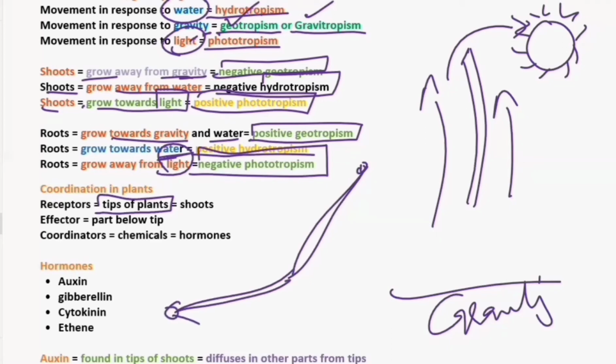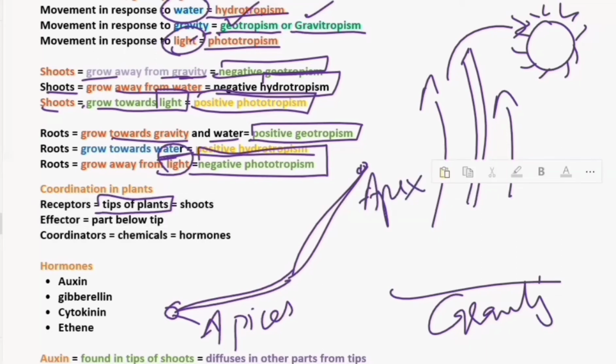For the tips we use the word apices, plural of apex. Shoot tips, shoot apex or root apex, these are the tips. The receptors are always present at the tips, which sense different stimuli: light, air, water, touch. And the effector is that part which will respond or produce an action, present below the tip. If this is the apex, this is the receptor, and effectors will be present below this part, anywhere on this position.